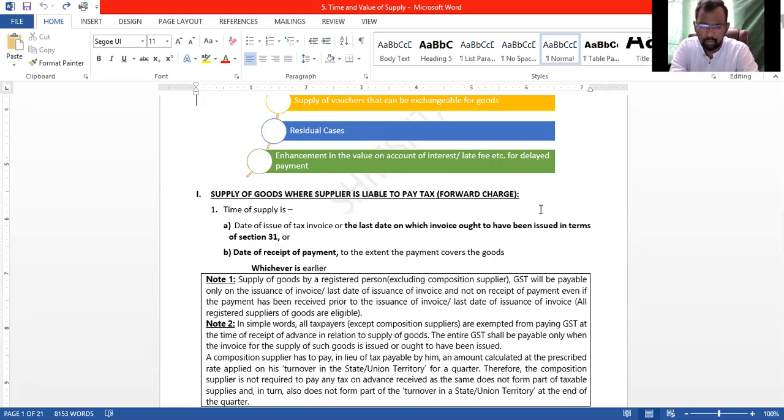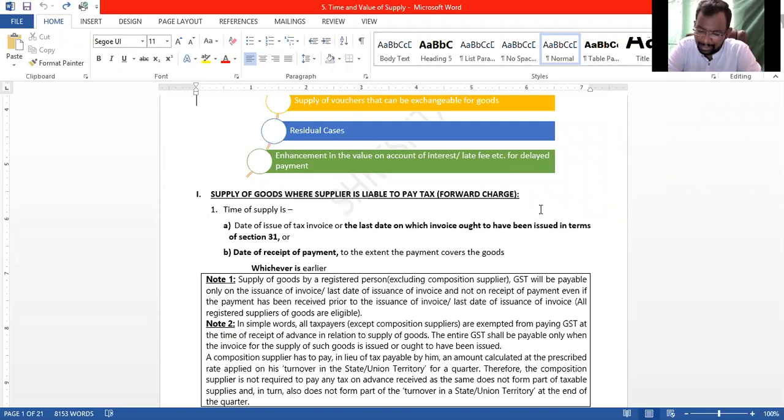Now what are these note points? Note point 1, note point number 2. Let us see that. Supply of goods by a registered person excluding composition supplier. Composition supplier means the person who opted for the composition scheme.